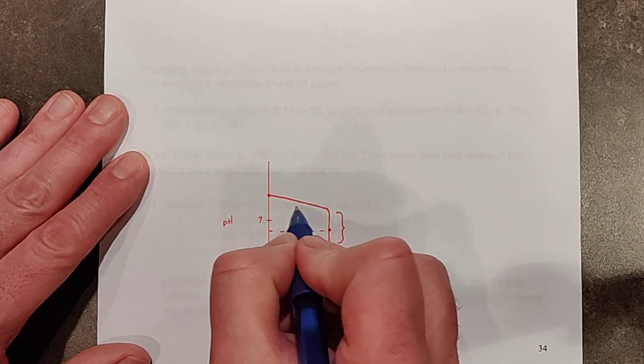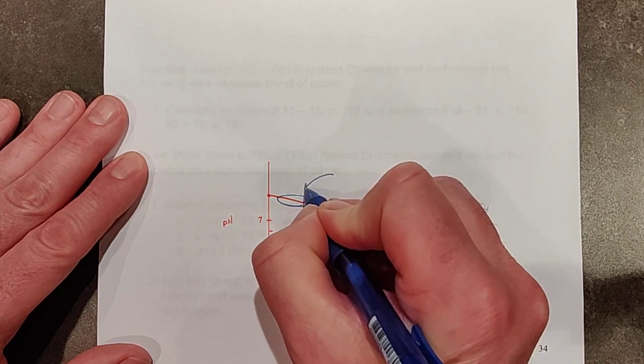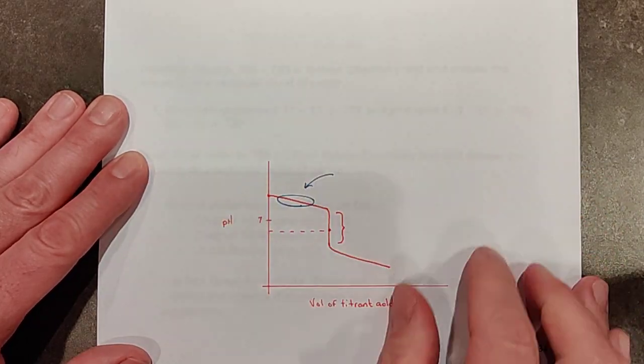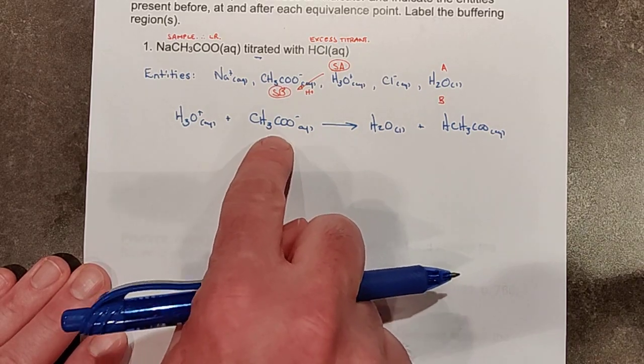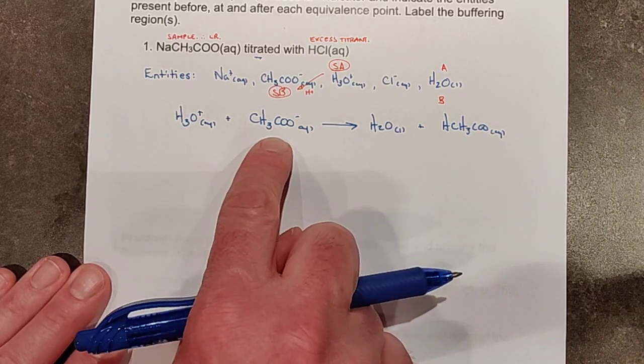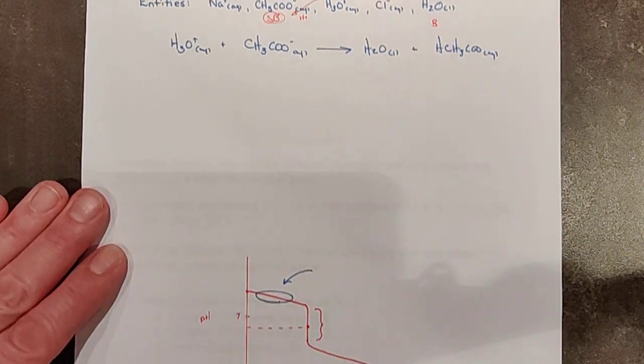From there, we can call this a buffered zone. I see small changes in pH here, and if I take a look at it, I would have, from my equation, because I haven't used up all of this yet, CH3COO, a base, and the conjugate acid, both in the solution at the same time.